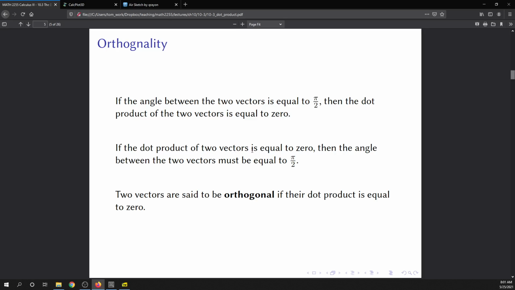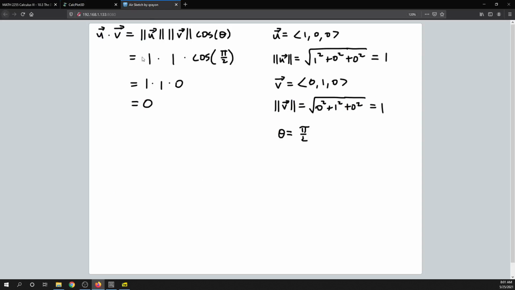And likewise, if the dot product of two vectors is equal to 0, and here we're talking about non-zero vectors, then the angle between the two vectors must be equal to pi over 2. Now, if one of the vectors is equal to 0, and I should have qualified that in my notes there, then if one of these is the 0 vector, you can get a 0 here. So that's sort of an edge case, but if I have two non-zero vectors, the only way that the dot product could come out to be 0 is if the angle between those two vectors is pi over 2 radians.